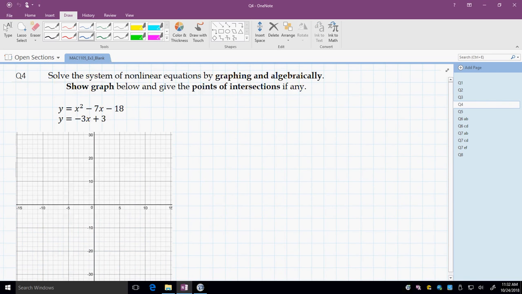Problem number 4. Solve the system of nonlinear equations by graphing and substituting. So we have to do the same thing: factor to find the x-intercept.